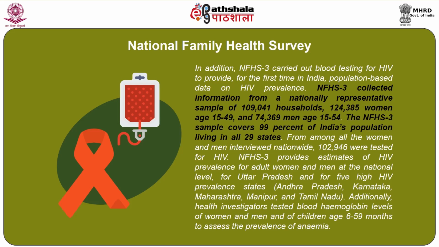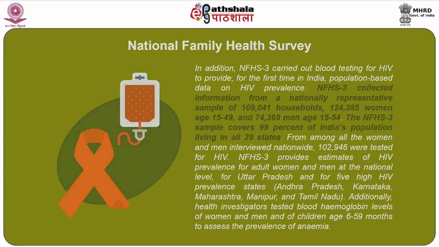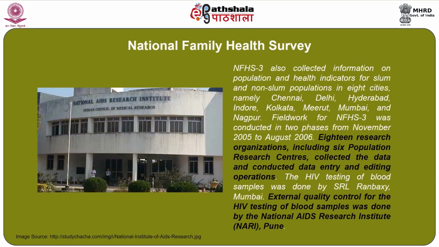Additionally, health investigators tested blood hemoglobin levels of women and men and children of age 6 to 59 months to assess the prevalence of anemia. NFHS 3 also collected information on population and health indicators for slum and non-slum populations in 8 cities, namely Chennai, Delhi, Hyderabad, Indore, Kolkata, Meerut, Mumbai, and Nagpur.